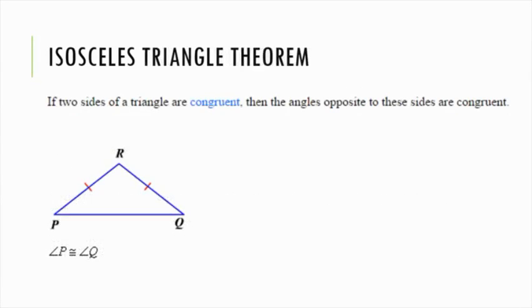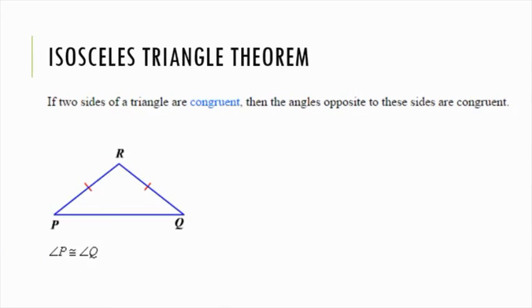Our first thing we're going to talk about is the isosceles triangle theorem. It states that if two sides of a triangle are congruent, then the angles opposite to these sides are congruent as well. So that would be angle P and angle Q.